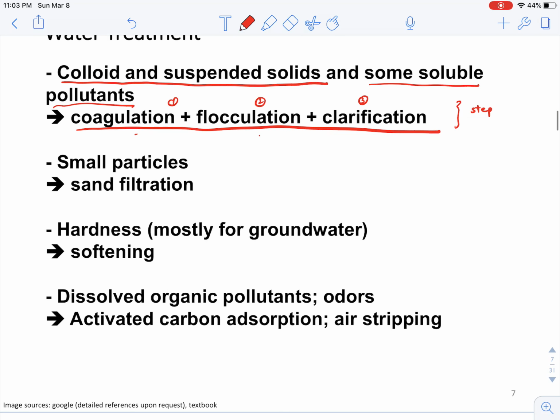So this is basically a single step, but it includes three sub-steps, right? And for very small particles, we can further remove them by the sand filtration. And of course, if the water doesn't have a lot of these colloid or suspended solids or soluble pollutants, we can directly push this water through the sand filtration, which means that if the water quality was already pretty acceptable before being treated, we can just use a simple filtration to purify the water.